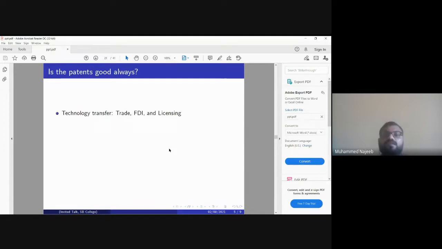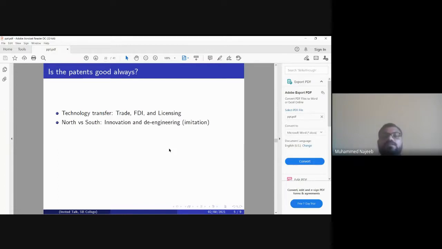So the next question is: is the patent always good? Is the patent good for all countries? Is the protection of intellectual property rights good for all countries, all the people across the world? Is the relationship linear? We know that once a technology is created, it will go to other countries through trade and FDI. FDI means that the original firm sets up a factory somewhere in developing countries. And licensing also: the original innovators license some firms in developing countries to use their innovation for production, so that they will get an amount. So technology transfer happens through trade, foreign direct investment, and licensing.